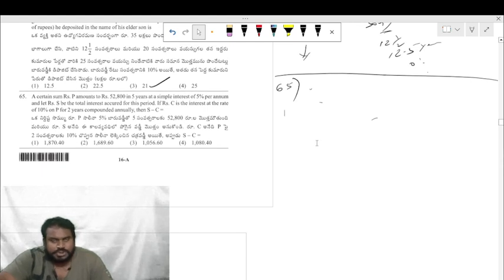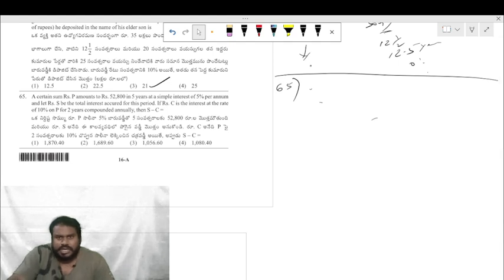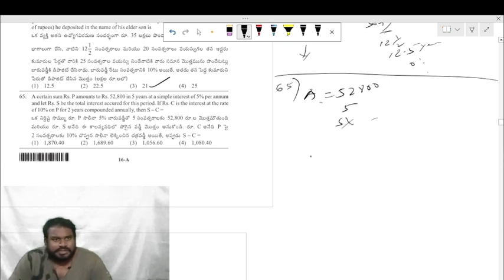The 65th question. A certain sum of rupees P amounts to 52,800 in 5 years at 5% interest. Let S be the total simple interest for that period, and let C be the compound interest at the rate of 10% for 2 years, compounded annually.